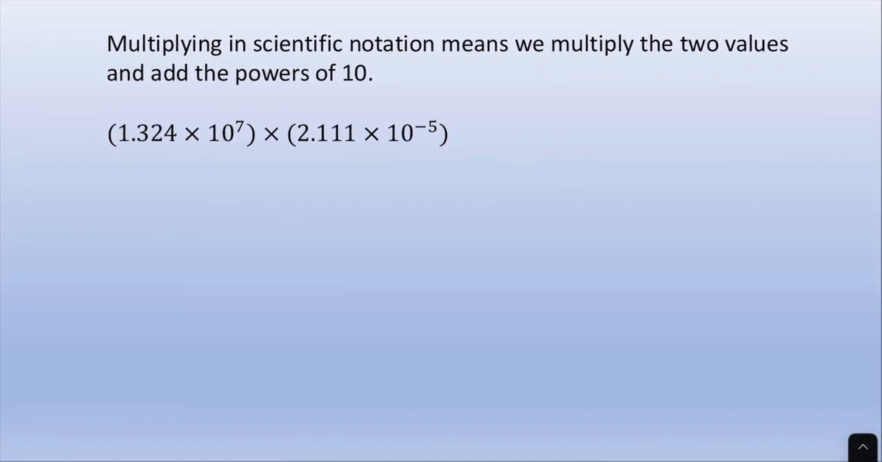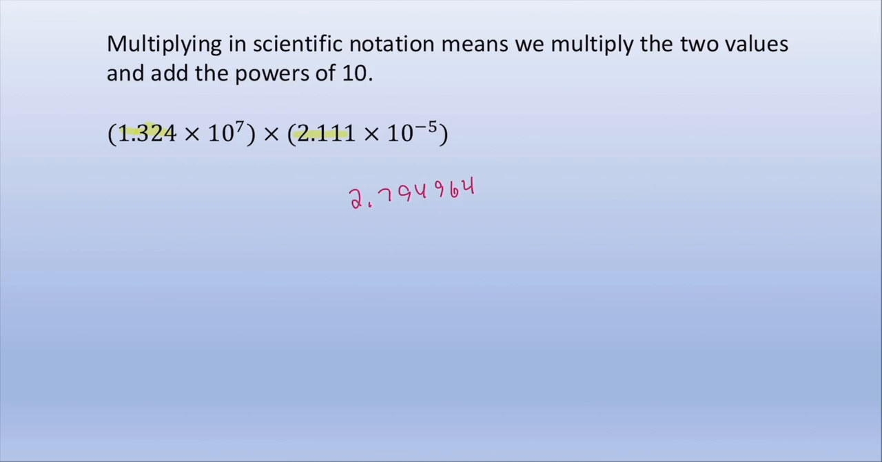Now, how about multiplying in scientific notation? Multiplying in scientific notation means we multiply the values in the front first, and then we're going to deal with the powers of 10. Okay, so let's first deal with these two numbers. So if we multiply 1.324 times 2.111, we get a number with more decimal places than we started with. So I'm going to write out the whole thing and then we'll deal with that in a minute.